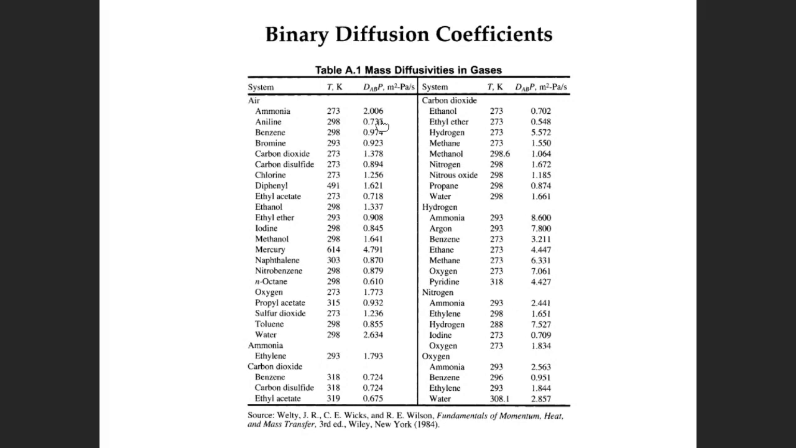Now, what is the unit for this diffusivity here? 2.006. Can you see it? I cannot magnify it, but can you see it? Yes. Okay, we can make it bigger. So what is the unit here? Meter squared Pascal per second. Well, we mentioned it's supposed to be meters squared per second.